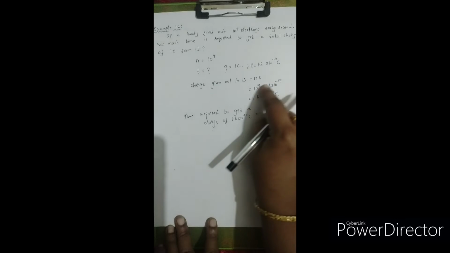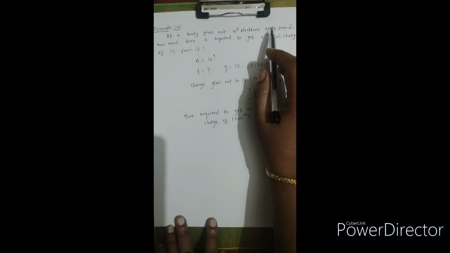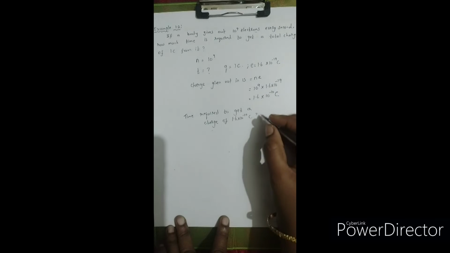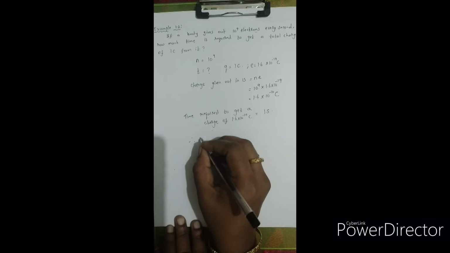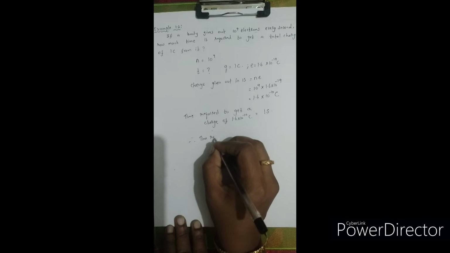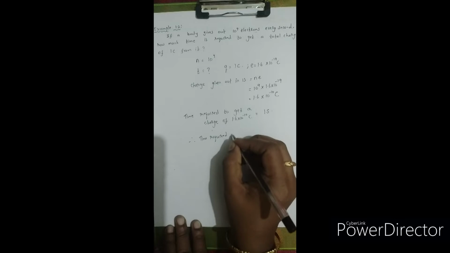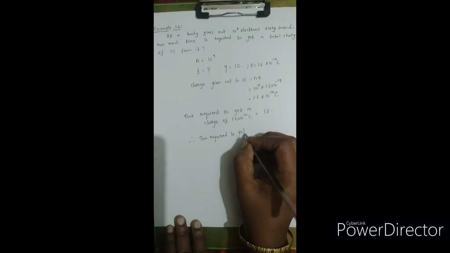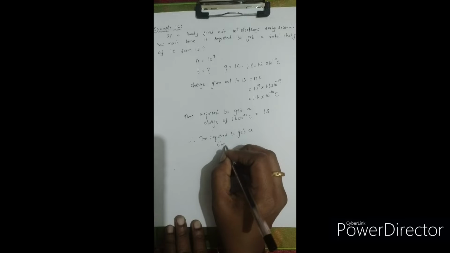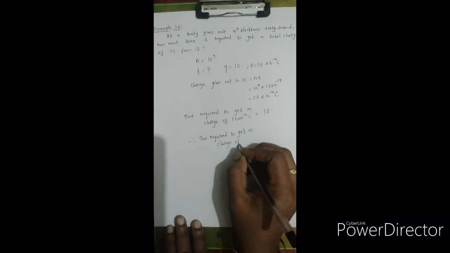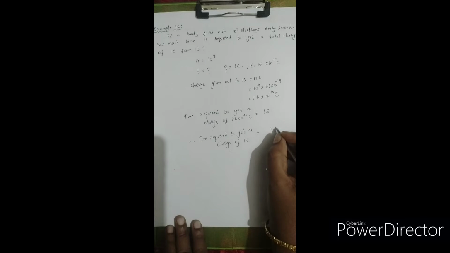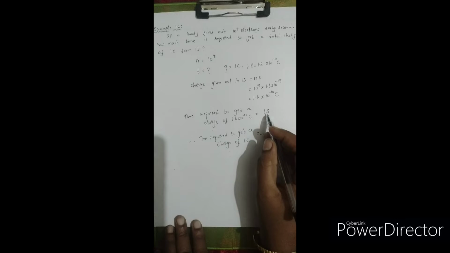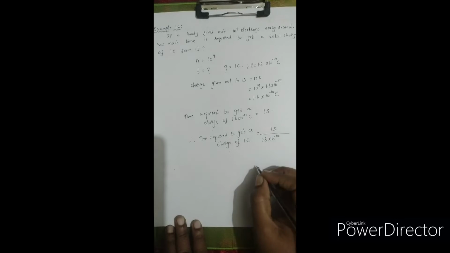So what is the time required for getting this charge, children? That is equal to 1 second, every second, am I right? So this is equal to 1 second. Therefore, the time required to get a charge of 1 coulomb will be equal to how much? 1 second divided by 1.6 into 10 to the power of minus 10.